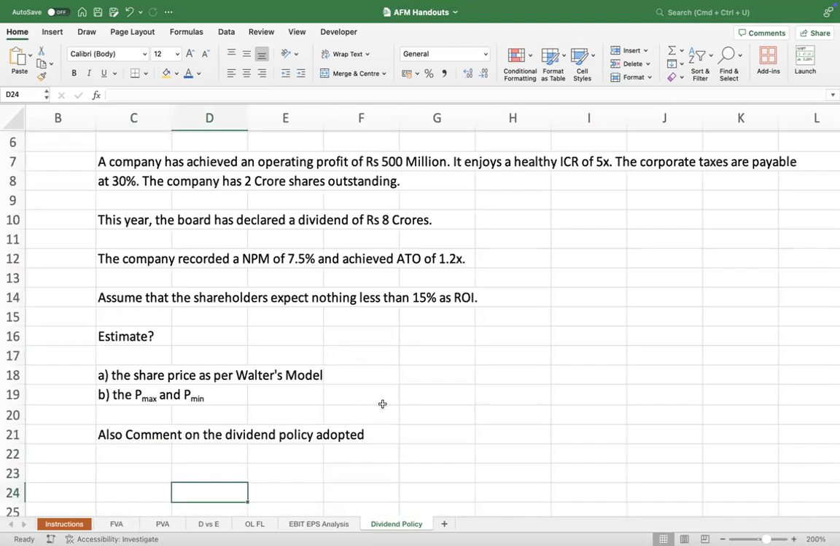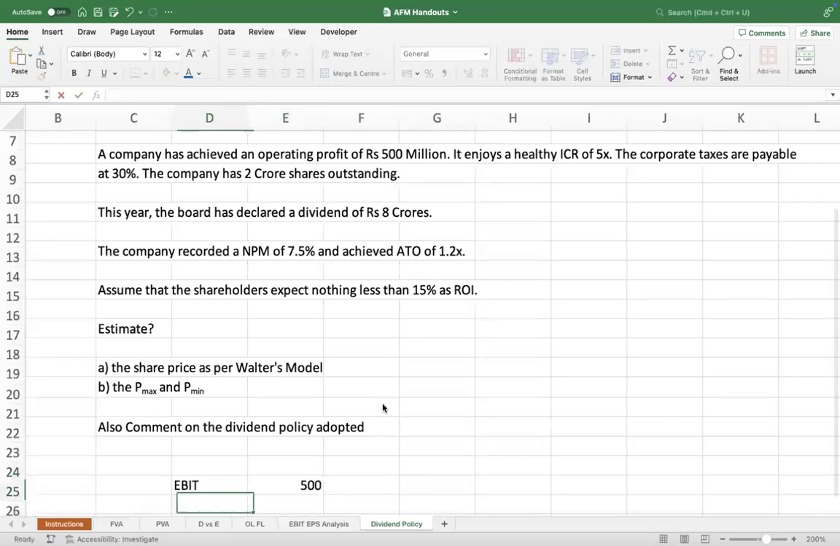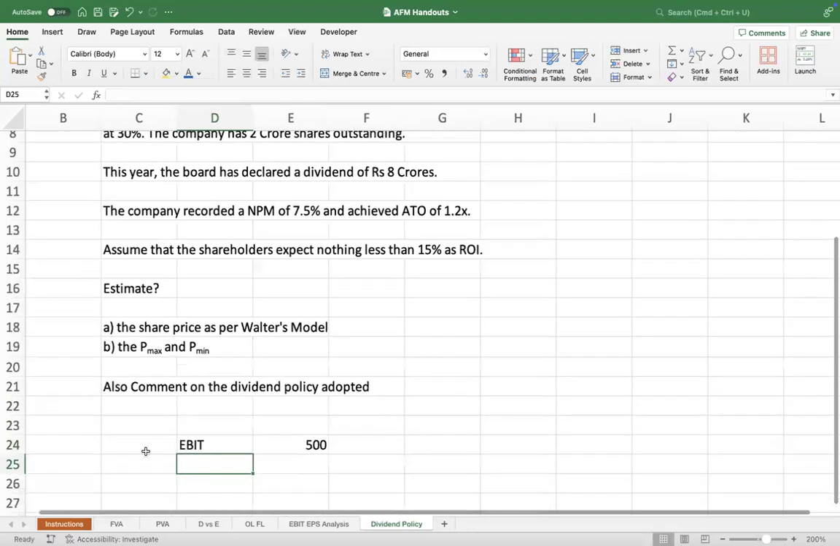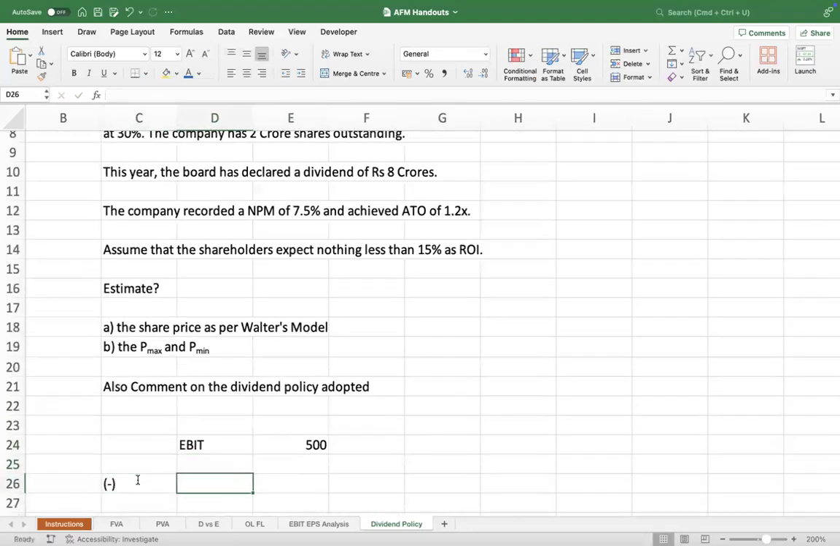So our operating profit is 500 million. Operating profit, you all know, is EBIT. So earnings before interest and tax is given to us to be 500 million. Minus you will reduce your interest cost. So the interest cost is how much? We will first plot the ICR here.